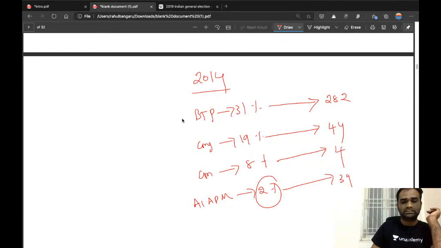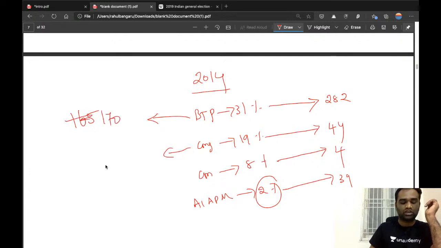Okay, but in list system, how will the seats be given? BJP will get around 30%, means around 165 seats. BJP will get around 170 seats. Congress will get around how many seats?